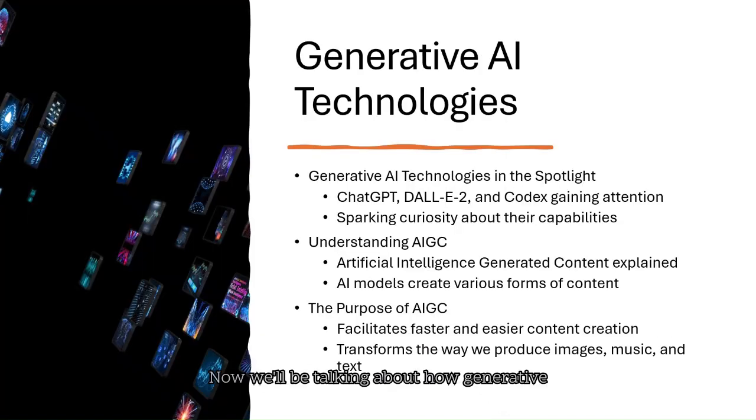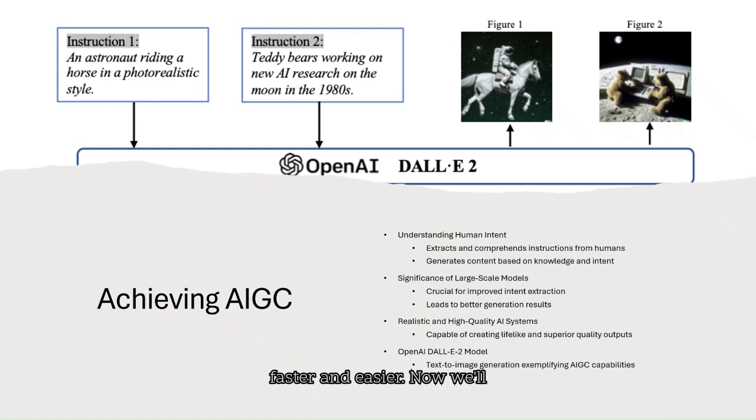Now we'll be talking about how generative AI technology has supported ChatGPT as well as DALL-E 2 or Codex, which have been generating a lot of attention. This sparked curiosity in many who want to know what's behind the impressive performance. ChatGPT and generative AI fall into a category called artificial intelligence generated content, and this means they are about using AI models to generate content like images, music, written language, and this is the whole idea: to create content faster and easier. Now we'll be quickly dwelling upon instructions.